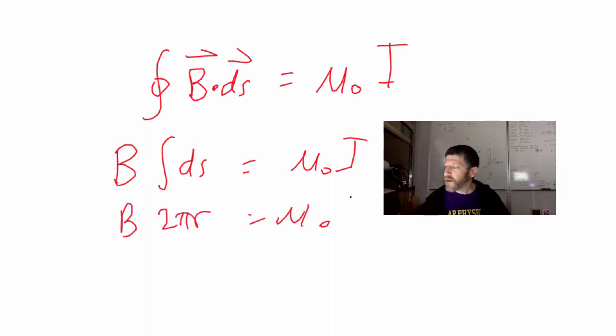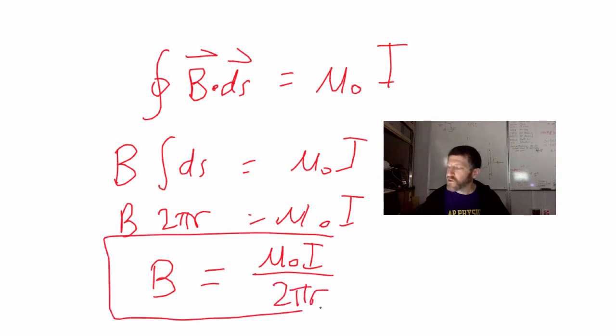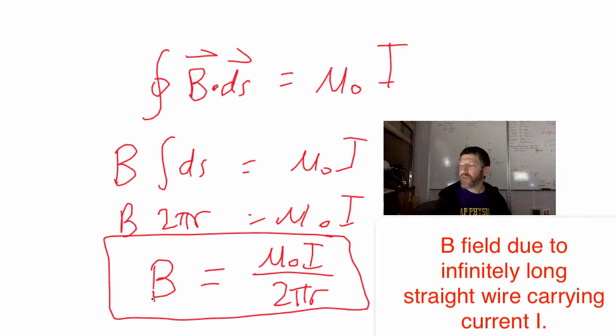And then just like Gauss's law, it's as simple as this. The magnetic field at that point is mu naught I over 2 pi r. That is what I already gave you as a given equation, but that's how you derive it using Ampere's law. The magnetic field is mu naught I over 2 pi r, where r is the distance away from the wire. So this is the magnetic field due to a wire carrying current I.